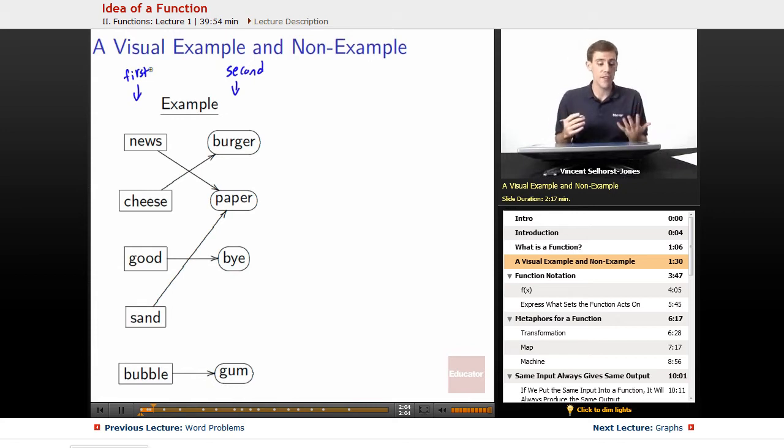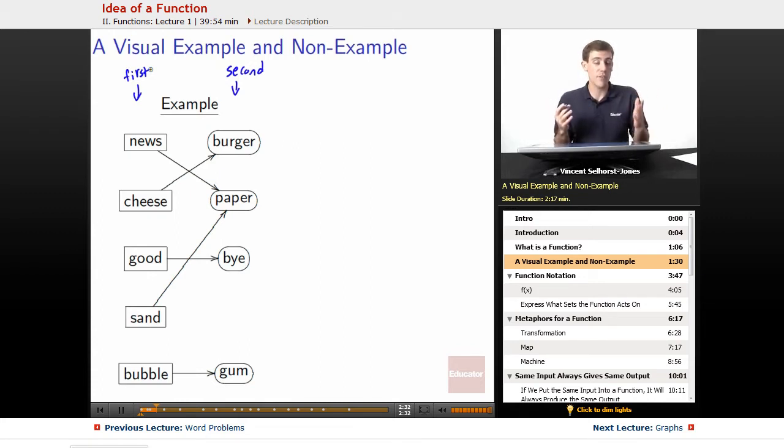So there's only 5 elements in our first set, only 4 elements in our second set, but this is a perfectly reasonable function. News, paper, cheese, burger, good, buy, sand, paper, bubble, gum. The only one you might be wondering about is, well, wait, news goes to paper and sand goes to paper. There's no problem with that. We only said that the function has to give us something when we point at something in the first one. We never said that it has to be a different thing for every single thing that we point to. It just has to give us something for it. So that's what we've got here.